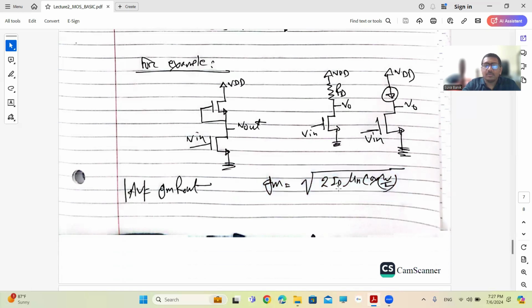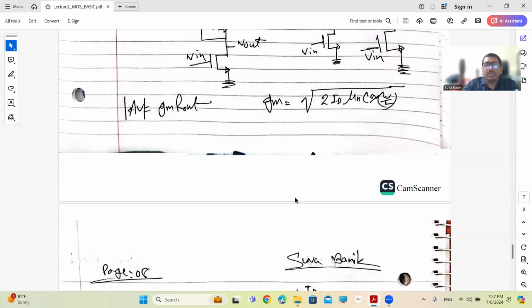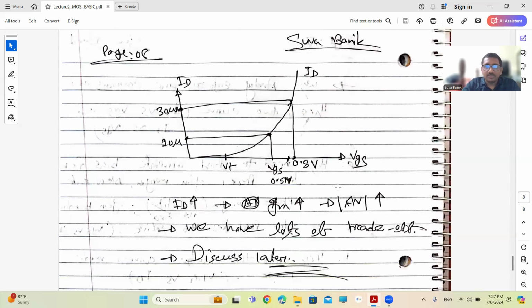I will discuss it now. If you want to play with GM, you need to know how we can increase GM and how we can reduce GM. There are also lots of pros and cons, so we will discuss it later. But for the time being, just let you know that if you want to play with this circuit, you have to know what the appropriate bias point should be. For example, this curve is VGS versus ID. And from this curve, as I explained, MOSFET is a non-linear device. It's not linear like a resistance.